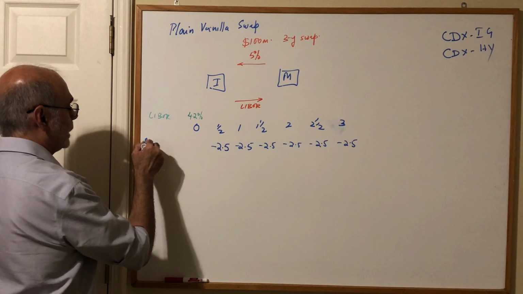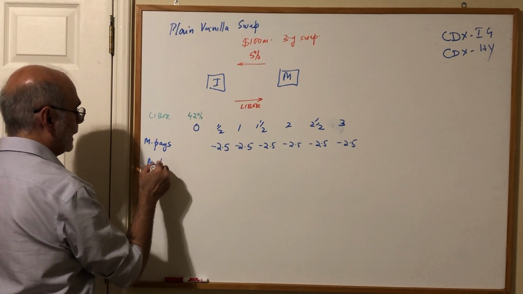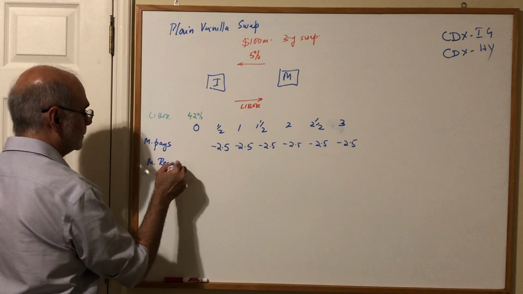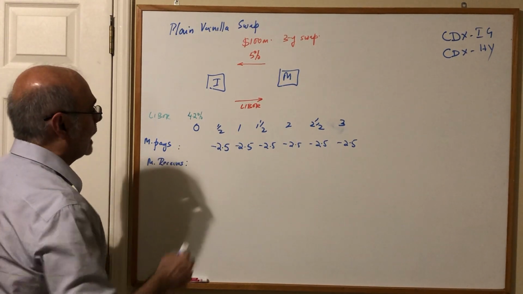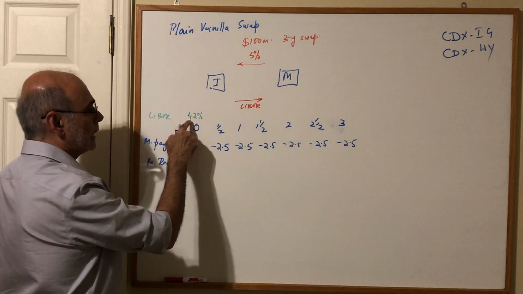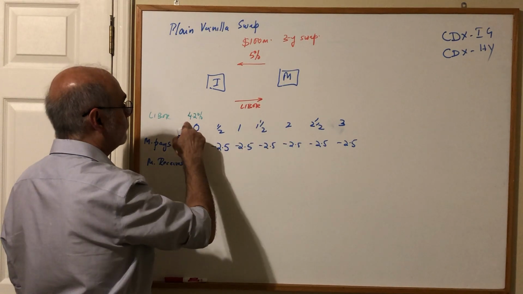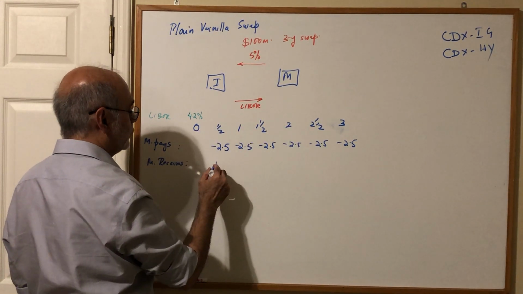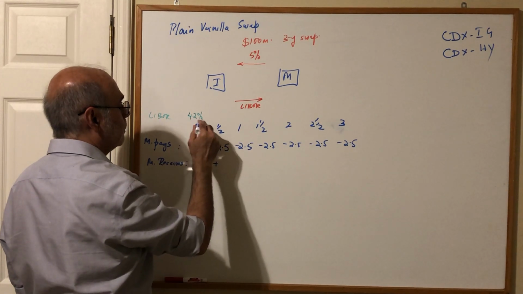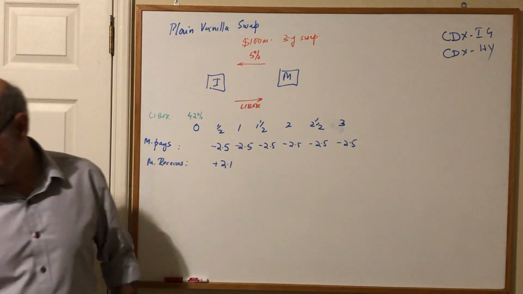So M, Microsoft pays. And this is M, receives. Okay, now the first thing is the LIBOR rate at time 0 is 4.2, and therefore it receives the LIBOR rate, 4.2% of $100 million, paid semi-annually. So it receives 4.2 million divided by 2, 2.1 million.